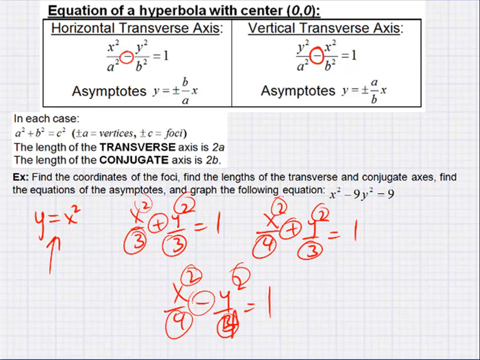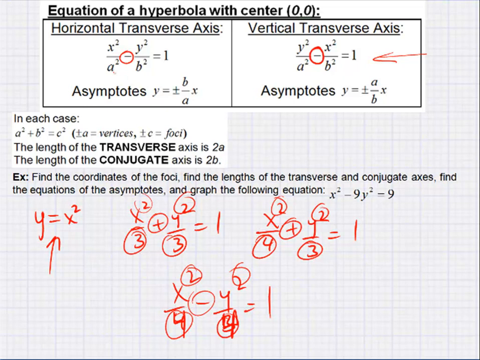They could be the same. They could both be 4. This would still be a hyperbola. It's just A and B are now the same. Remember, A does not have to be bigger than B in a hyperbola. A can be equal to B, A can be smaller than B, A can be bigger than B.